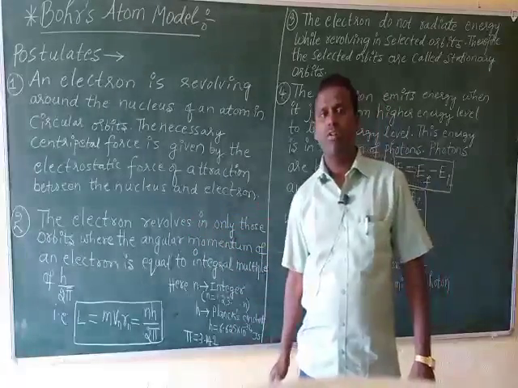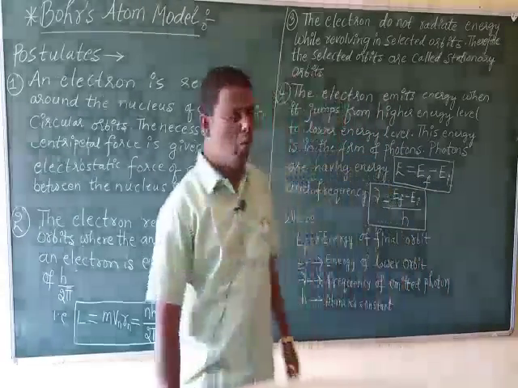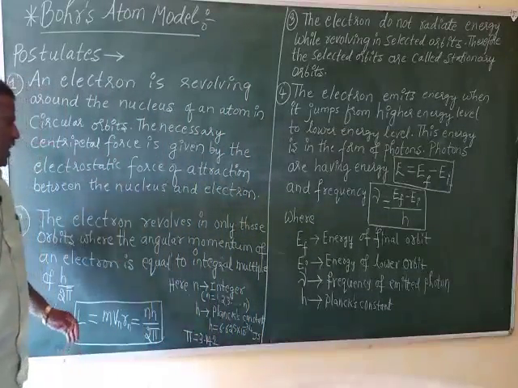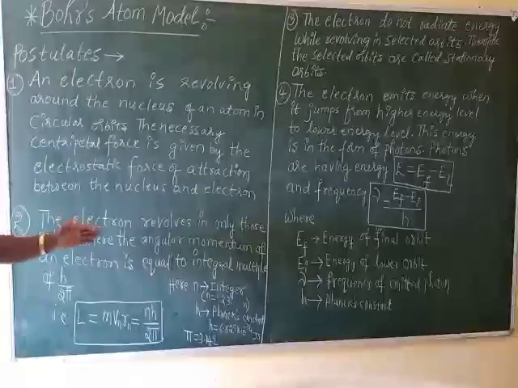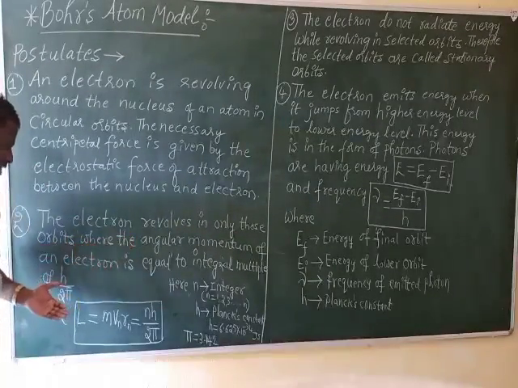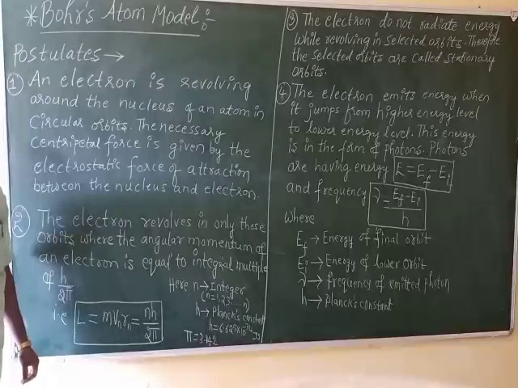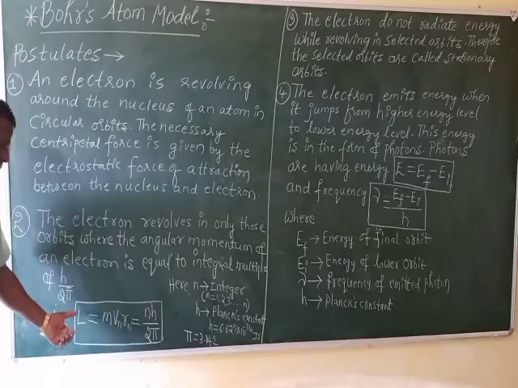For this question, the answer is here. The electron revolves only in those orbits where the angular momentum, one condition is there. To find where the electron is present, you must know one condition. That condition is that the electron revolves only in those orbits where the angular momentum is integral multiple of h by 2 pi. Where the angular momentum of electron is equal to integral multiple of h by 2 pi.